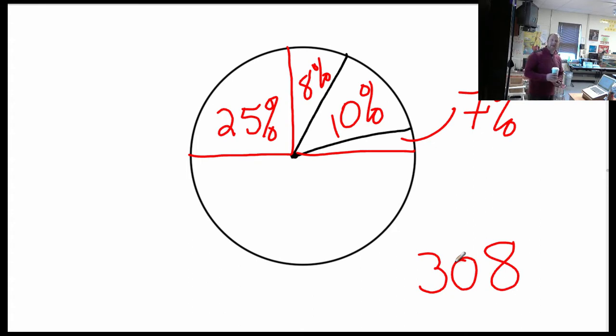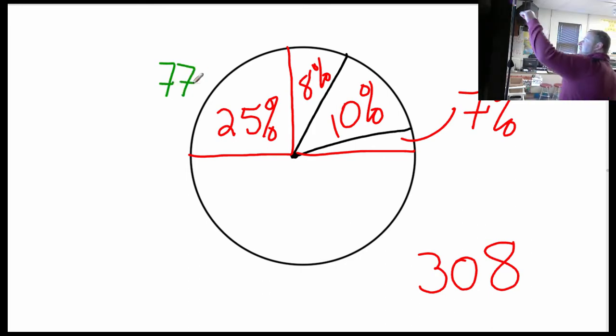How many people would be represented by 25%? How could we find that? Emma, what would we do? 308 divided by 4? That's one option. You could take 308 and divide it by 4. So that would give us 25%. What else could you do? Chloe? 308 times 0.25. You could multiply the decimal version of the percent by the number. It's 77. Okay. So this would be 77.